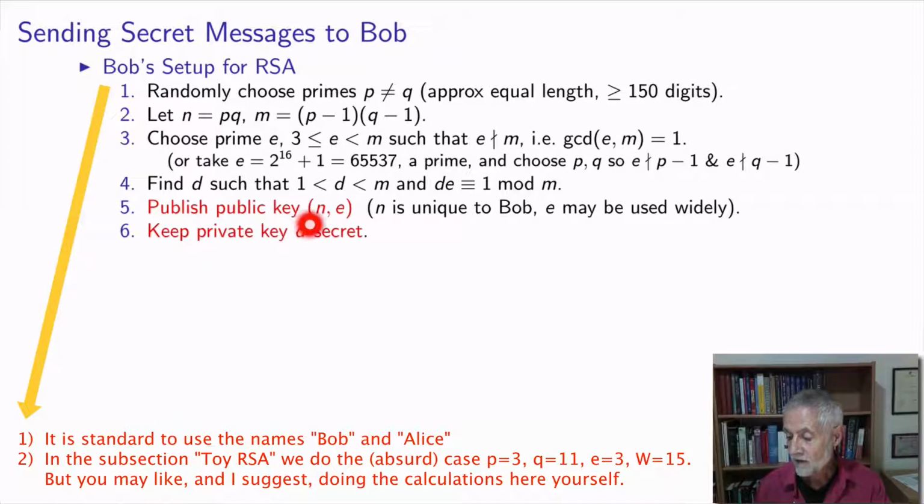So now we have the number N and the number E, and those two are the public key that Bob publishes. The number D, which remember was the inverse of E modulo M, is kept secret. And in fact, it would probably be a good strategy for Bob at this point to destroy all his calculations, and in particular numbers like M, and certainly leave no track of P or Q.